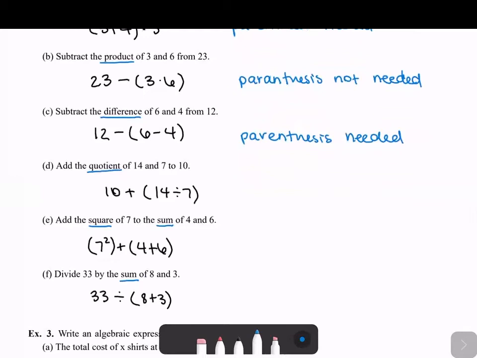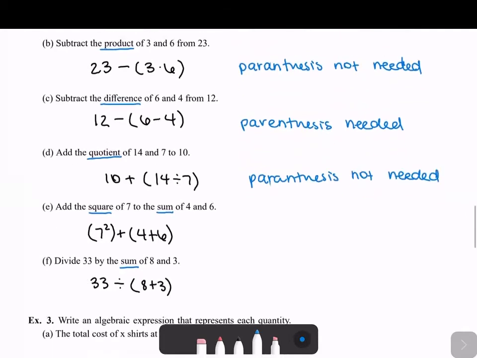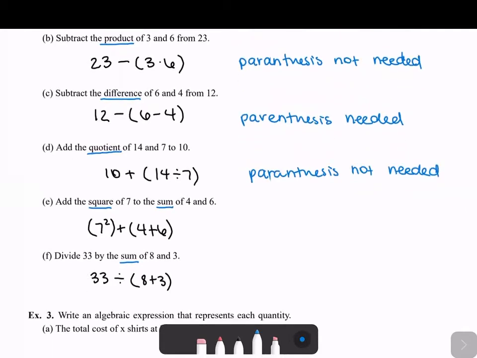Okay, D, add the quotient of 14 to 7 and 10. Again, division would happen before this addition, so parentheses are not needed. And part E, add the square of 7 to the sum of 4 and 6. So this one, the parentheses are actually not needed.